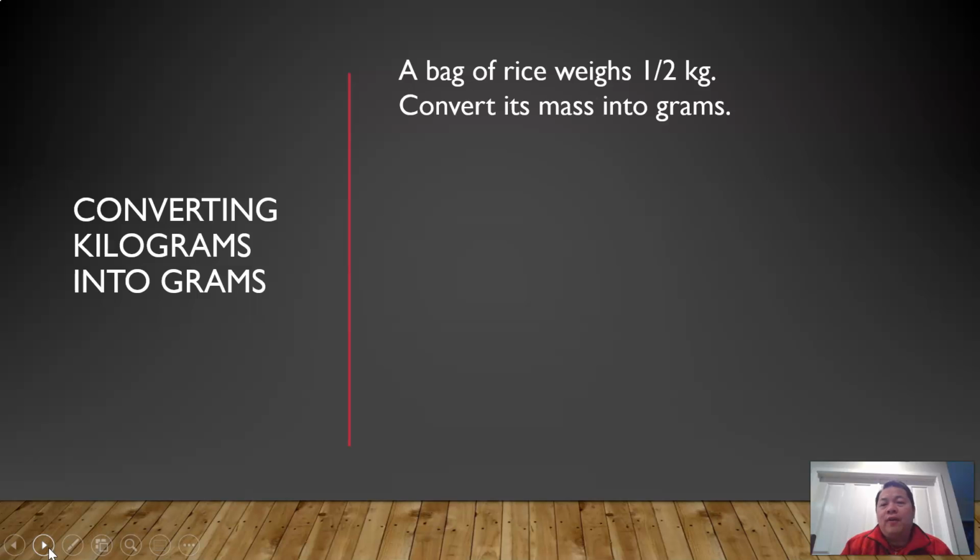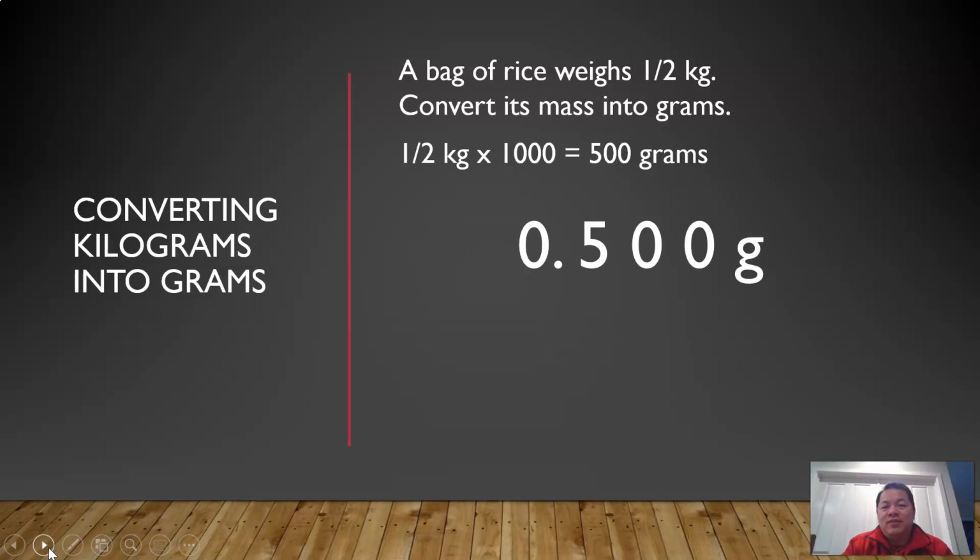A bag of rice weighs half a kilo. Convert its mass into grams. First and foremost, we know that the conversion between kg and grams is 1000, isn't it? So to get grams, it's half a kg times 1000. That's how you get 500 grams. Because half a kg is 0.5 kg, again you move the decimal place 3 times to the right. That's how you get 500 grams.